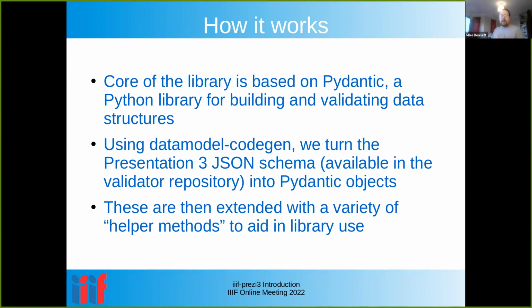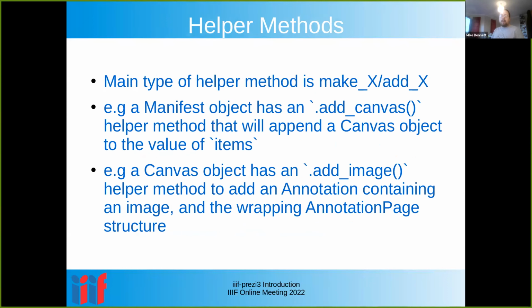And then in order to make the library useful for workflows and a bit more functional, we've extended this with a variety of helper methods. So this is the way that we imagine most people will interact with the library and how it works. So the main type of helper method that we have is called makeX or addX, depending on exactly the functionality. And the idea from this is this helps you build up the nesting really easily.